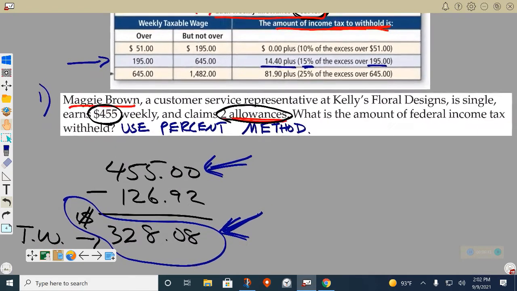So far, the federal income tax is going to be $14.40. Watch this now. Plus, that's what it tells me. Look, it says plus 15% of the overage.